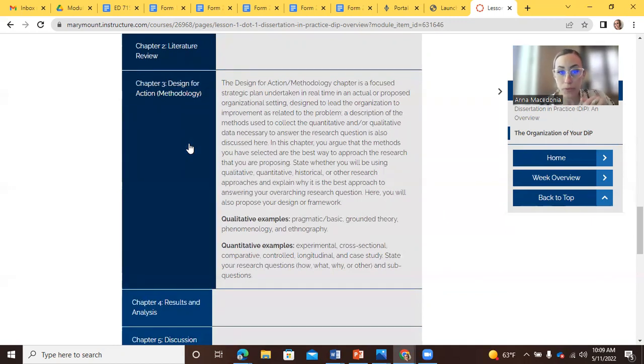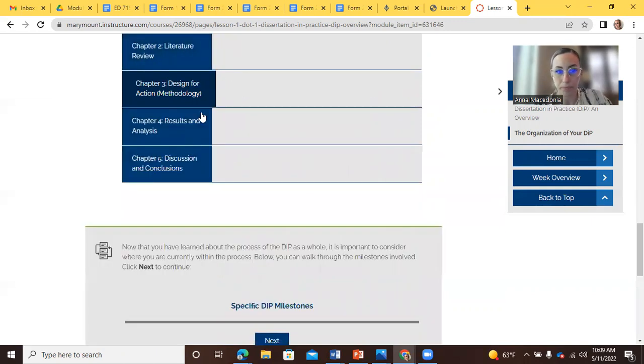In chapter 3, this is really the heart of your DIP. This is exactly what you are proposing to do for your study, from talking about the methodology that you're proposing, to providing context and justification for why you're making those decisions. You will be talking about your participants, your data sources, how you're going to be collecting data, how you're going to be analyzing your data, etc. So that's your chapter 3.